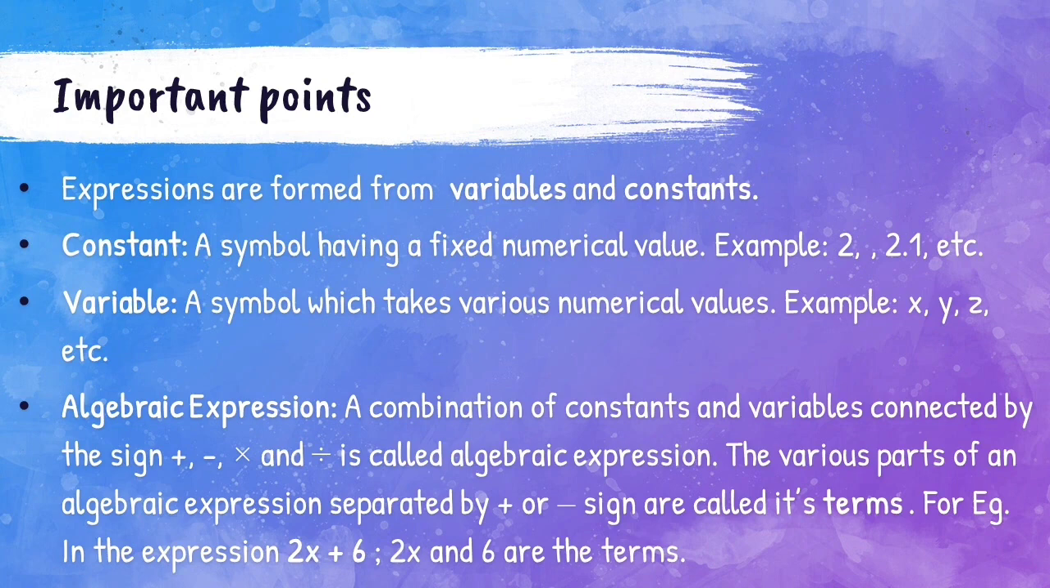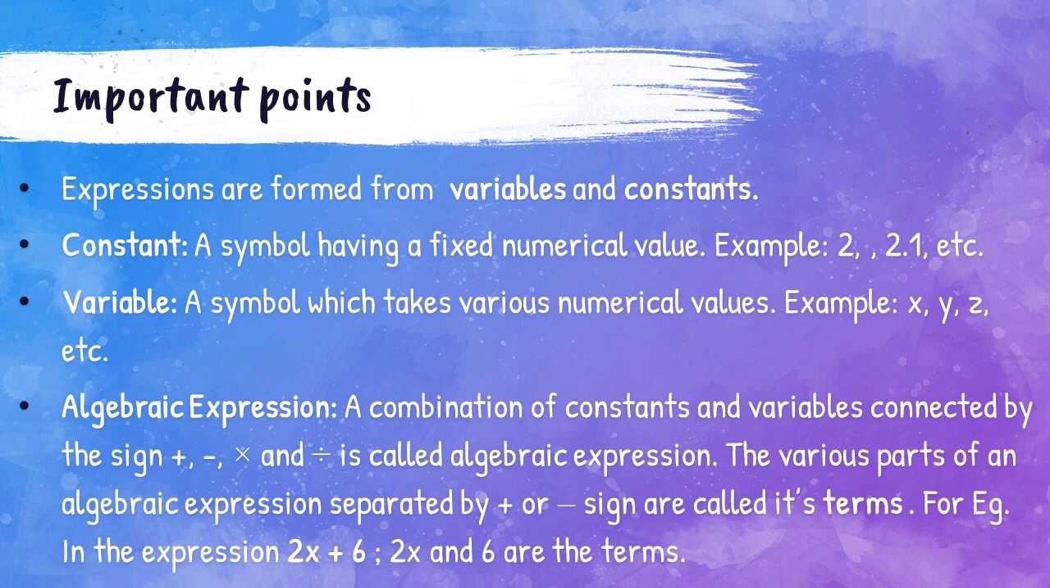First of all, a constant is a symbol having a fixed numerical value, like all counting numbers. These are constants. A variable is a symbol which takes various numerical values. The value of a variable is not fixed, like all alphabets, these are literal numbers. So these are all variables.